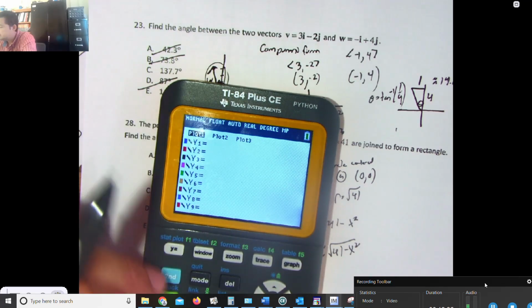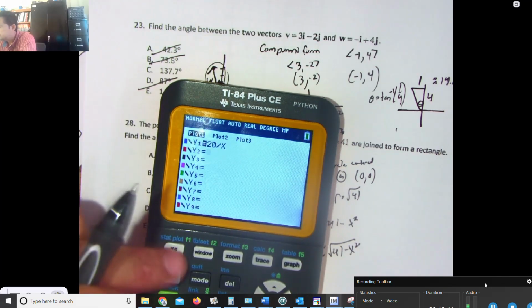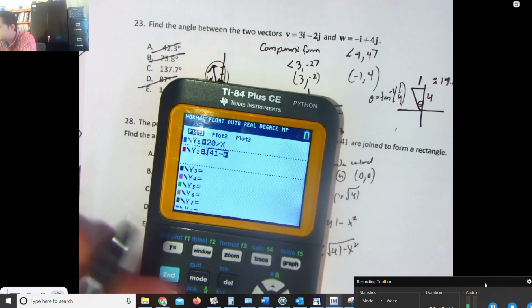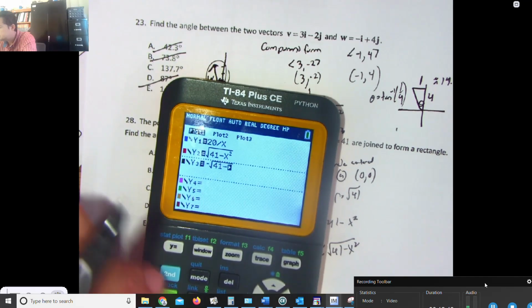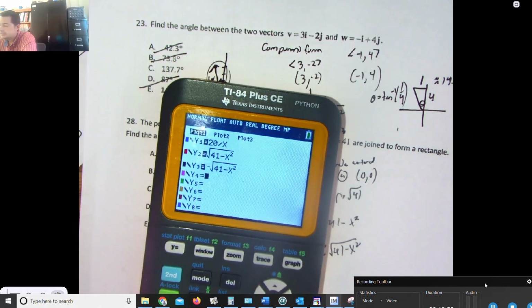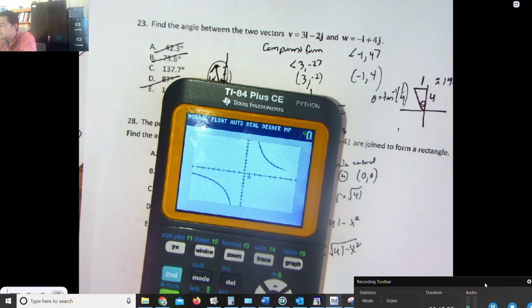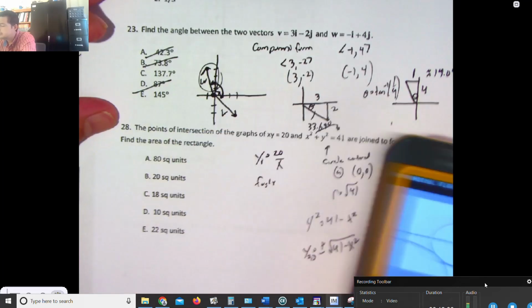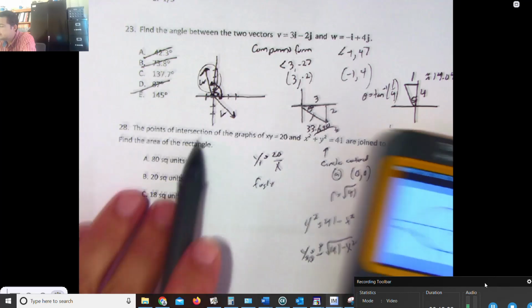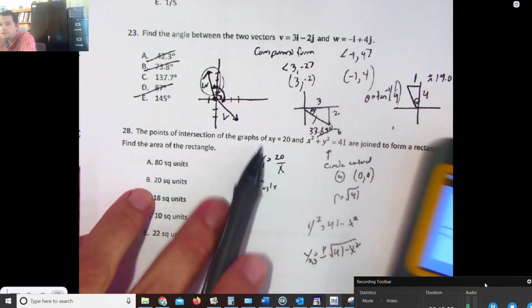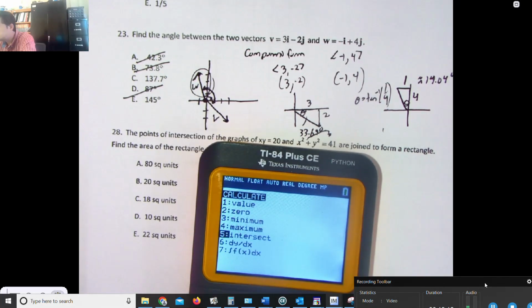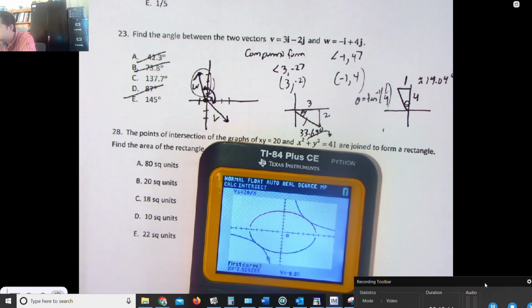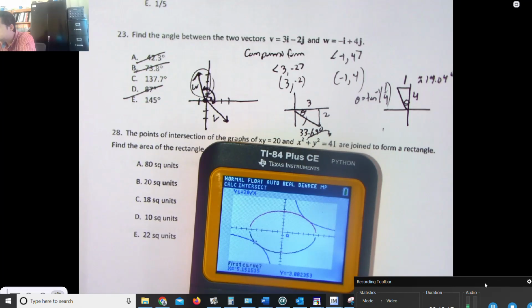So what do we have here? We have 20 over x for y1. We have the square root of 41 minus x to the second for y2. And we have the negative square root of 41 minus x to the second for y3. You do a good old zoom 6. Now, what did they just say? They said the points of intersection of these graphs are joined to form a rectangle. So second trace 5. Watch them come out to be pretty numbers. I would be amazed, but I think they are going to be pretty numbers.